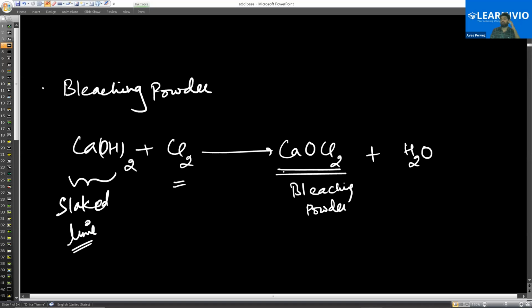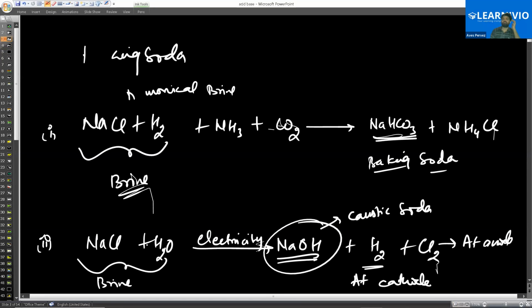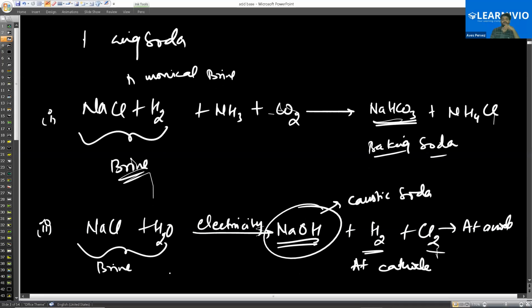How can we get the chlorine gas? We have done this: chlorine gas is produced by the electrolysis of aqueous sodium chloride. You pass current through it, and you get it in the chloralkali process. This process of preparation of caustic soda is known as the chloralkali process. Why do we call it the chloralkali process?